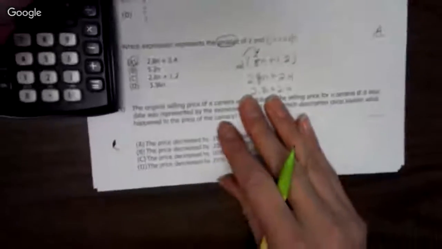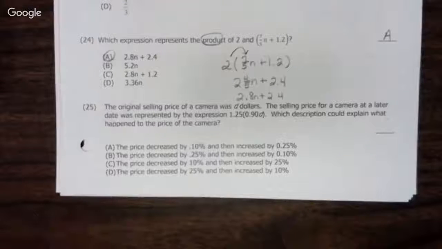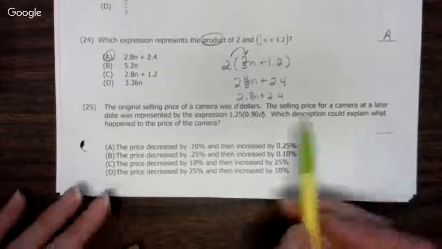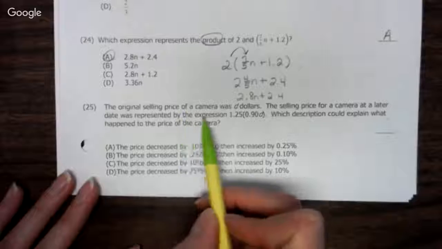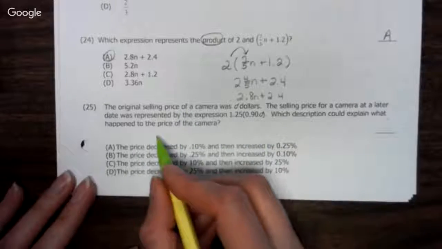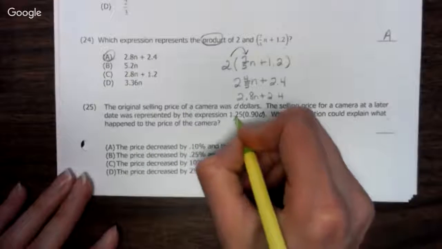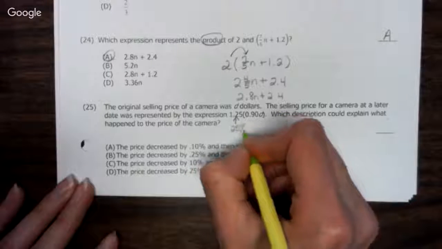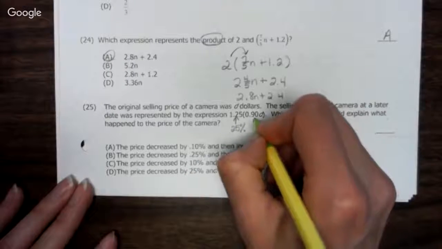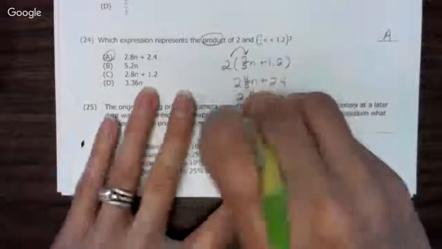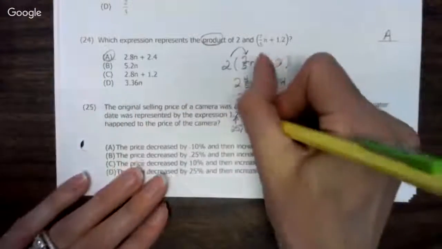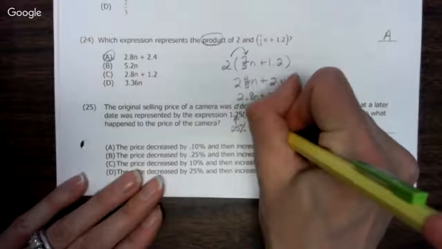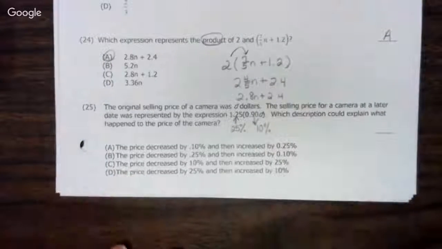All right, number 25. The original selling price of a camera was $D. The selling price of the camera at a later date was represented by this. What could be happening to this price? Now, if it's over 100, that means it goes up. That would be 25% because it's 1.25. Below 100 means it's dropping. So I'm actually going to put a down arrow. It's dropping 10% because 90% would be 10% off.